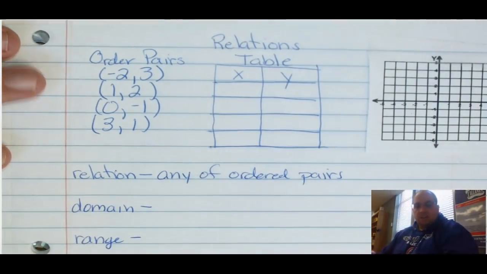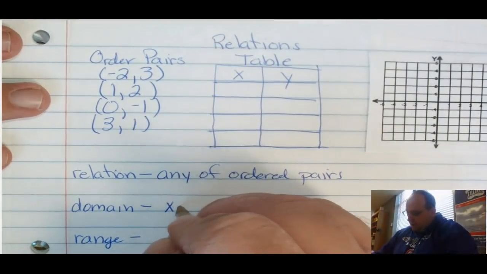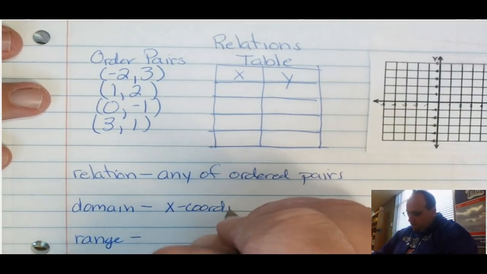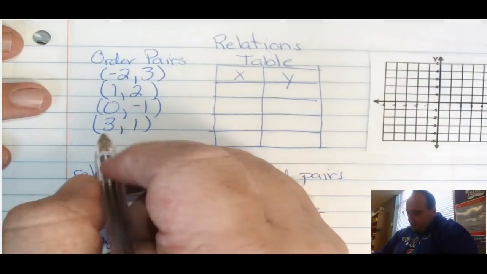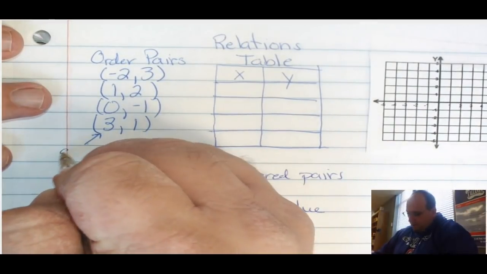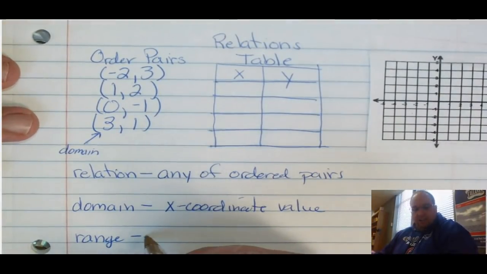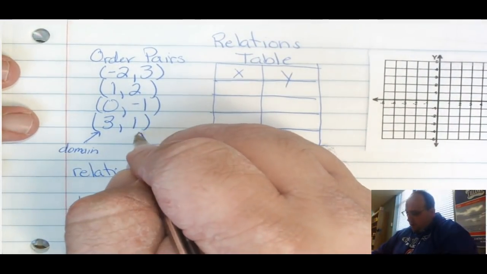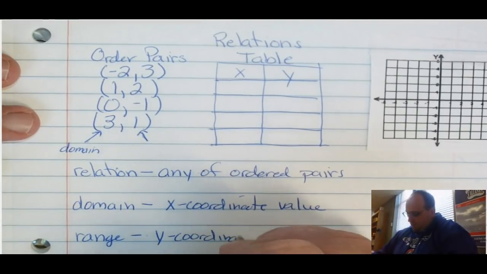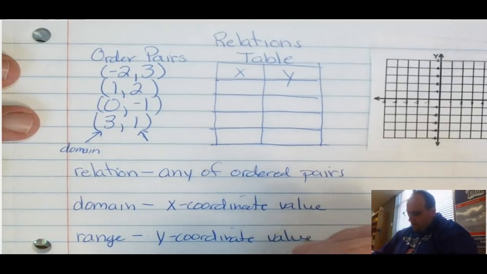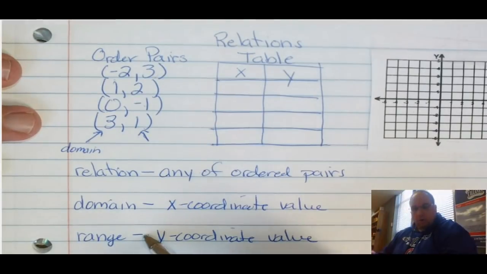Something that you need to understand about ordered pairs. The x-coordinate, so your domain, is the x-coordinate value. So when I look at this one, here is your domain. Your range is going to be your y-coordinate, okay? So this is your y-coordinate value. So x is your domain, y is your range, all right?